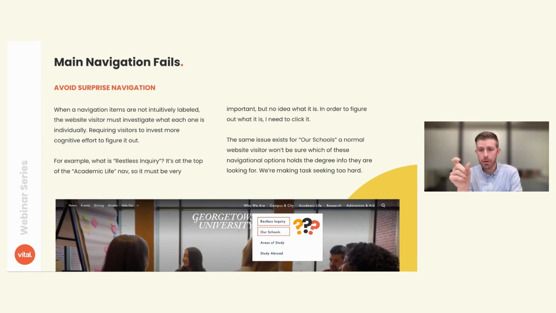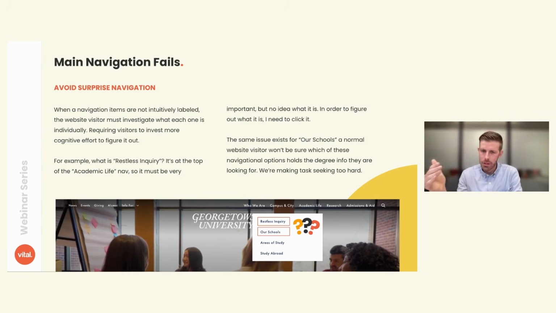Academic life. The very first main navigation item is something called restless inquiry. That is what we would call a surprise navigational item. I don't know what that is. I'm not sure what would happen when I click it and what page it's going to bring me to. So that's a surprise. I don't know what's behind door number one.